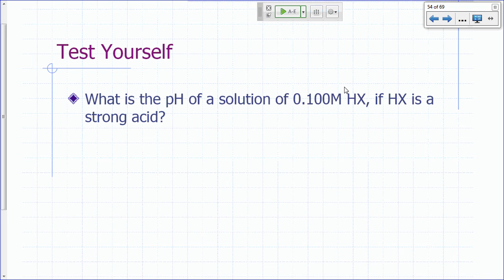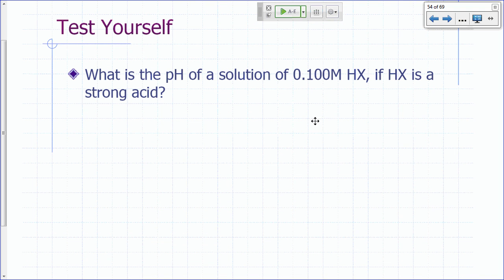Okay, so let's take a look at this question right here. What's the pH of a solution of 0.1 molar HX if HX is a strong acid? So what's a possible identity for HX here? It could be HCl, HNO3. What are the 6 strong acids?